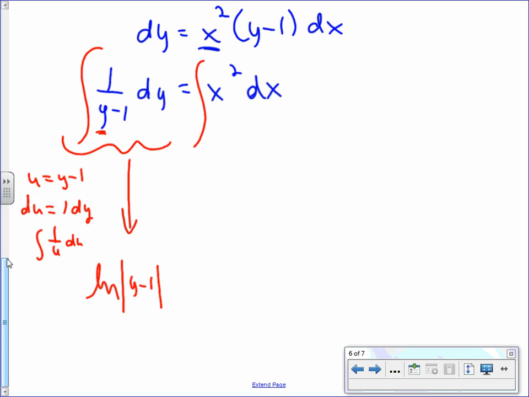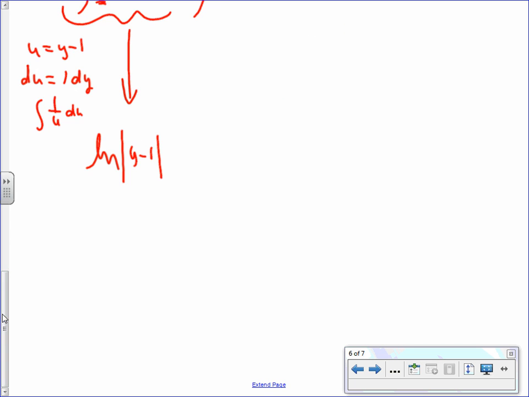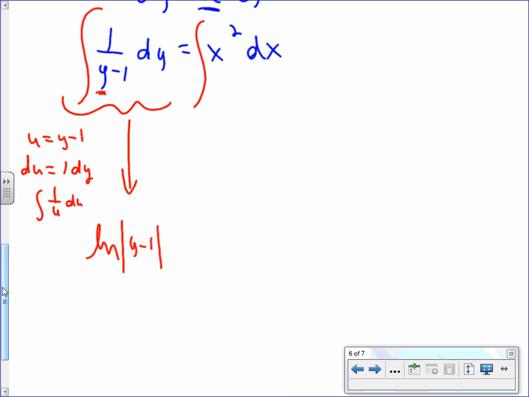Okay, I'm not going to put the constant here because I'm going to get a constant on the other side, and I don't want to have a 1 constant. The other side is just plain polynomial anti-differentiation. So on the other side, I get 1/3 x cubed, and you need to put a plus C.